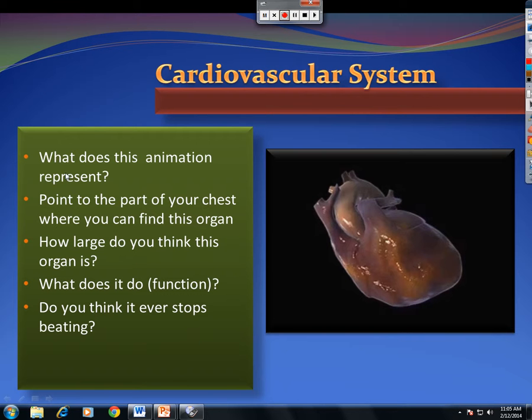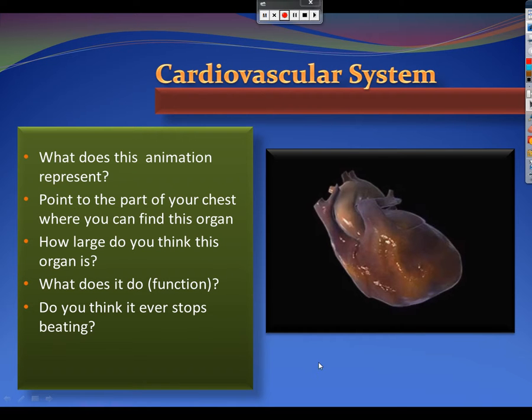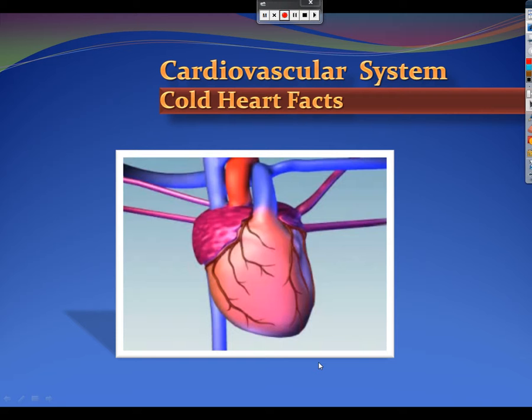And that's why you're not going to feel too much when you put your hand right smack in the middle. How large do you think your heart is? It's about the size of your closed fist. Its function is to pump blood in and out throughout the body, and obviously if it stops beating, your circulatory system would fail.